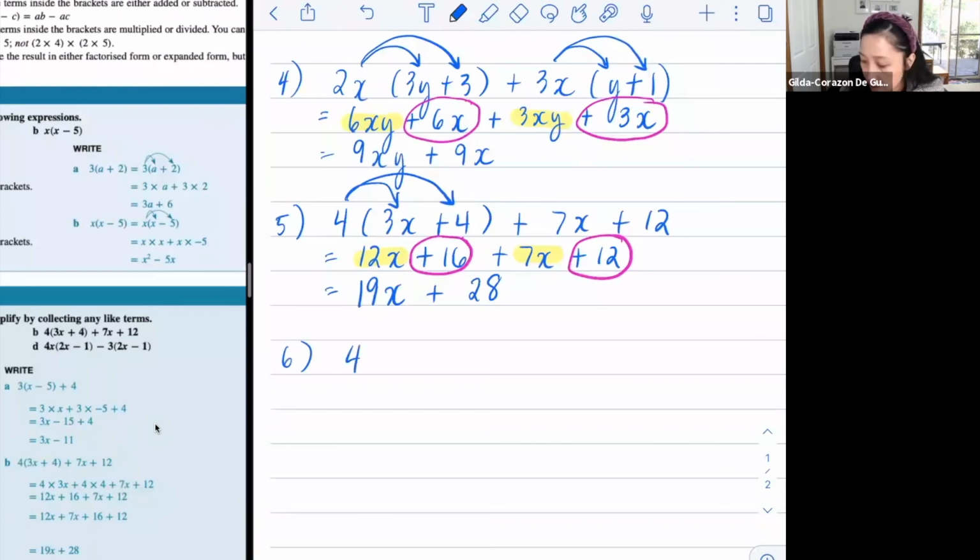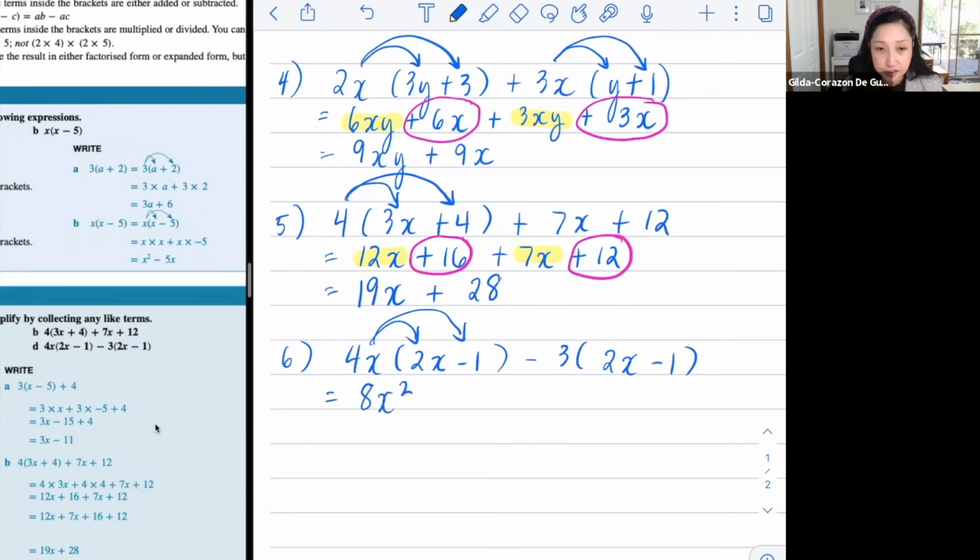We've got 4x multiplied to 2x minus 1, minus 3 times 2x minus 1. And we distribute the 4x to each of those. We get 8x squared. Don't forget the squared. So numbers first, then letters. 4 times 2 is 8. x times x is x squared. Okay, we've got 4x times negative 1. That just becomes negative 4x, or minus 4x.